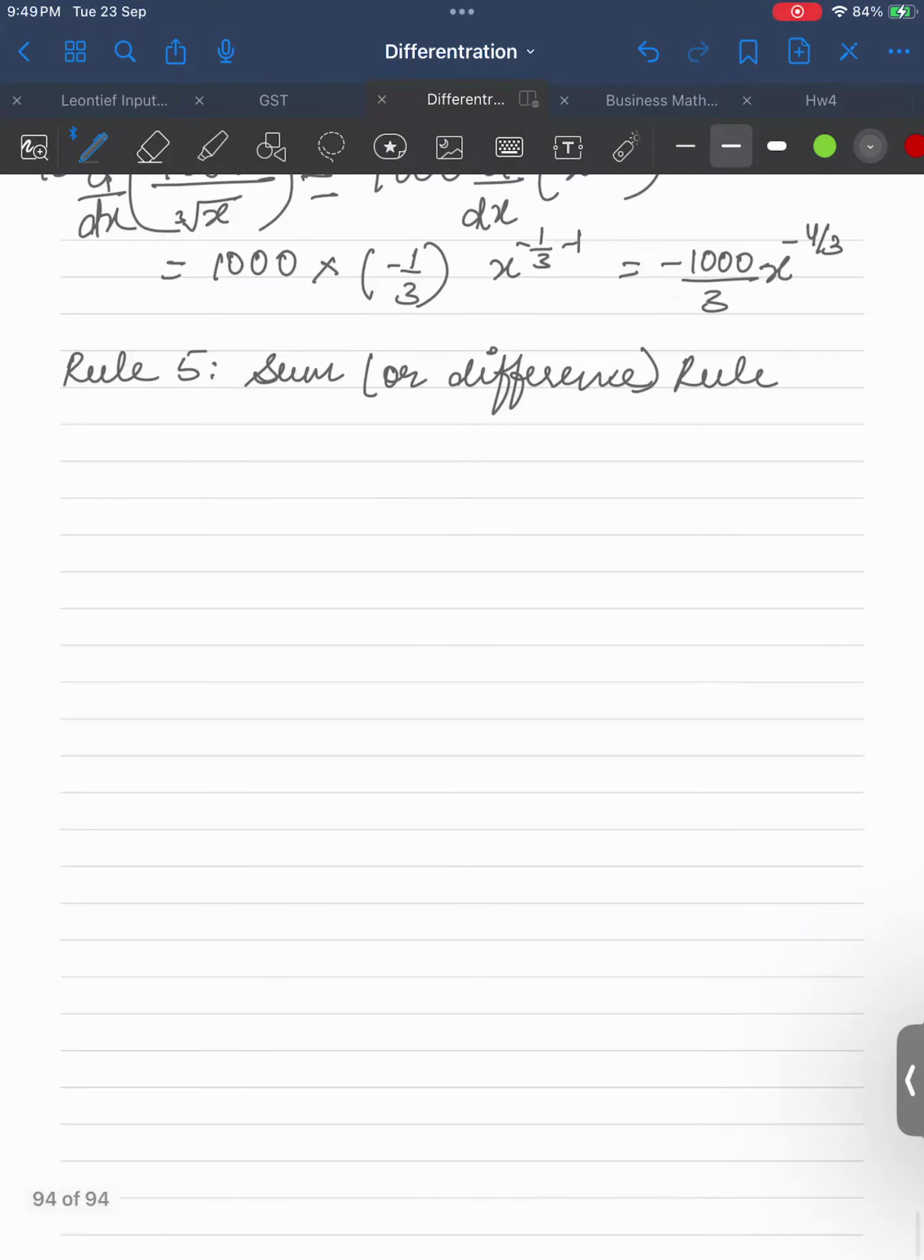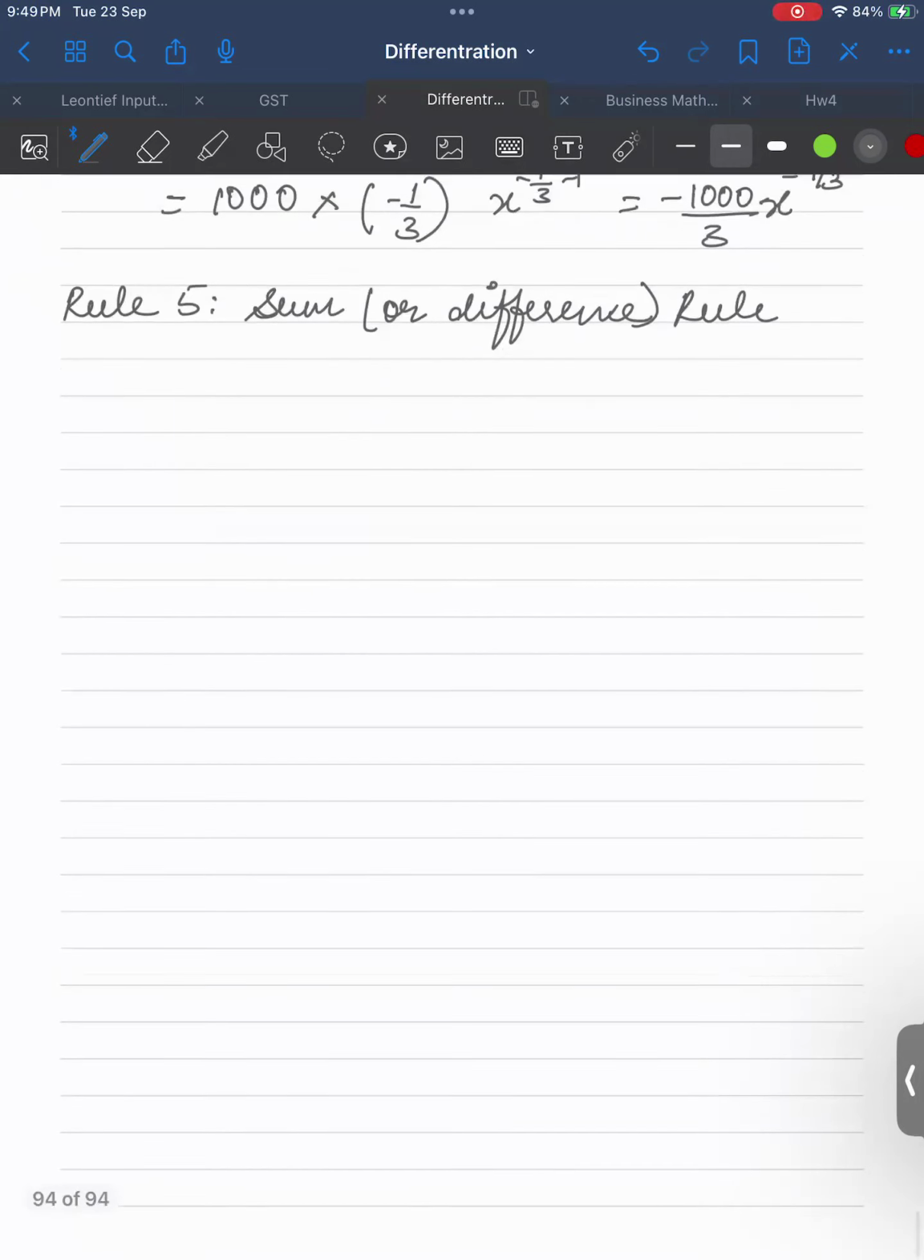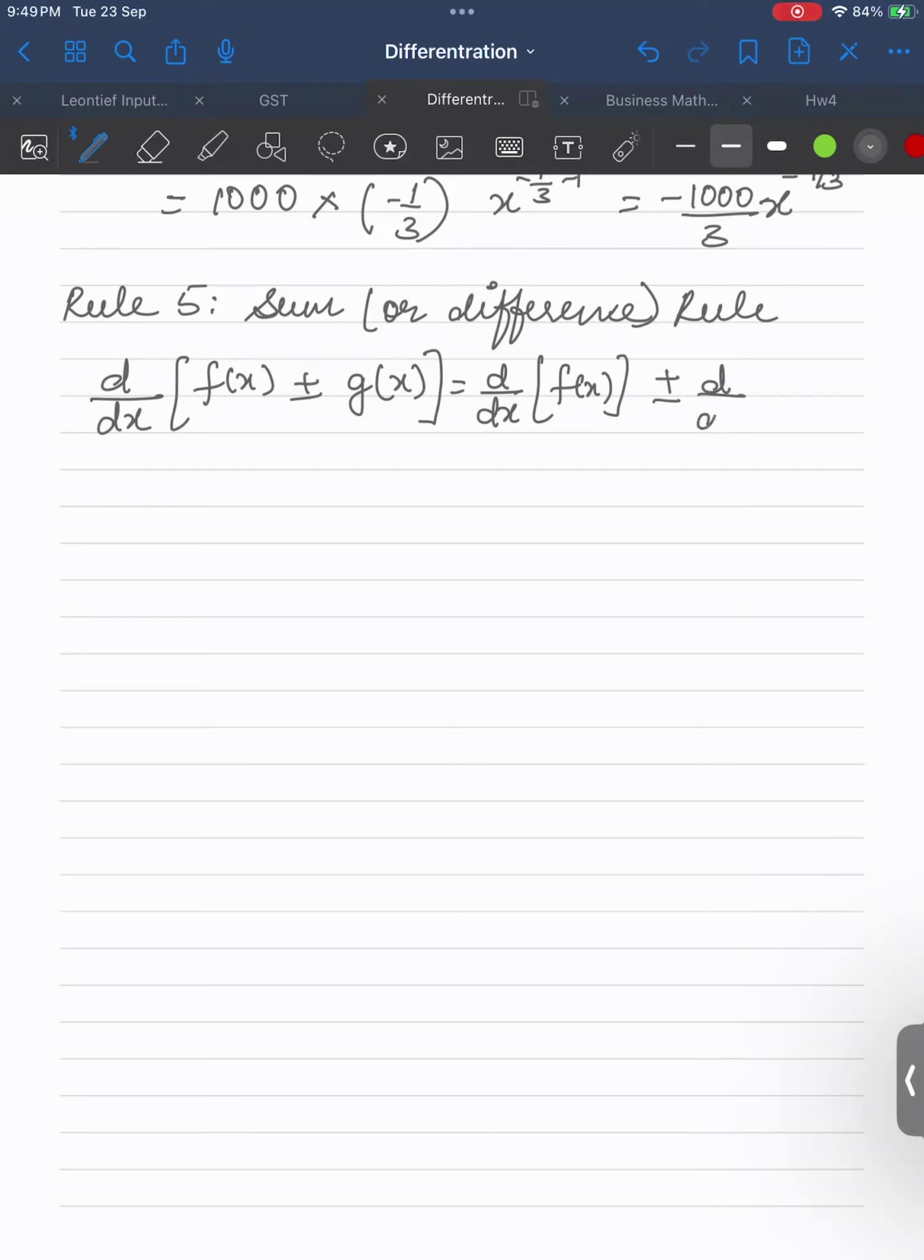Sum और difference का rule है। Suppose d upon dx, थोड़ा ध्यान से देखना, d x के respect में हमारे पास दो functions हैं, and there may be a plus and maybe a minus, or maybe the sum or maybe the difference of the two functions. How to do that? Simple thing. d by dx of the first function, whatever it would be, plus or minus, the second one. I think it's clear.